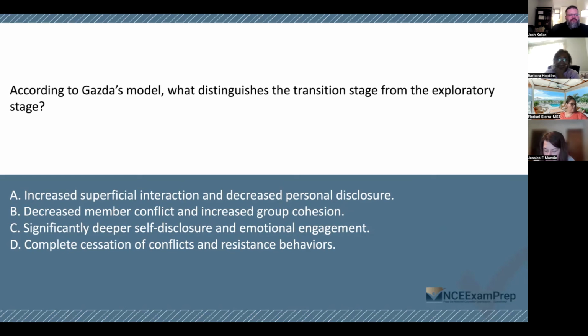According to Gazda's model, what distinguishes the transition stage from the exploratory stage? Increased superficial interaction and decreased personal disclosure, decreased member conflict and increased group cohesion, significantly deeper self-disclosure and emotional engagement, complete cessation of conflicts and resistance behaviors.